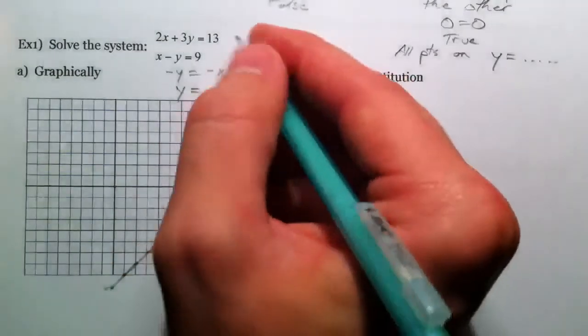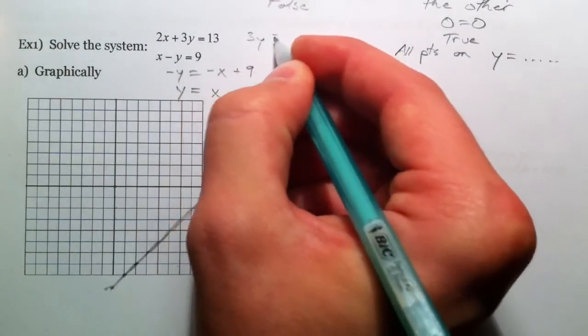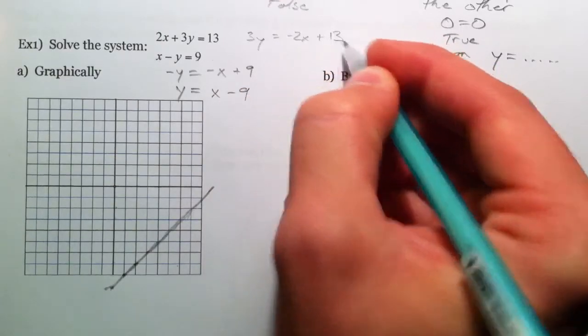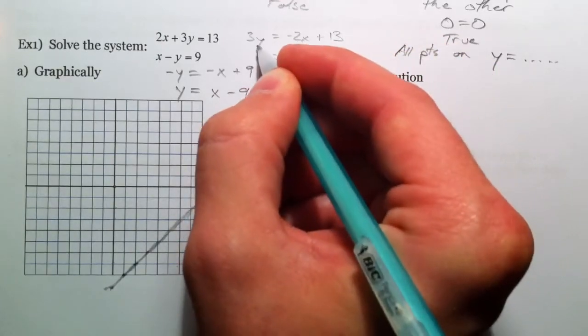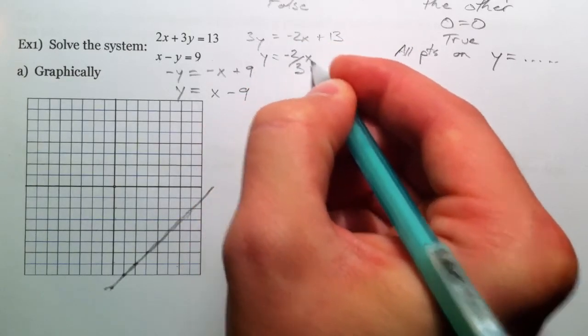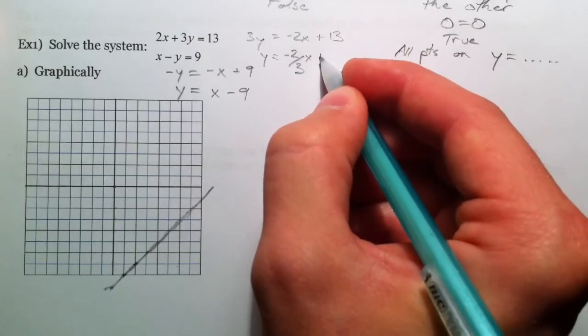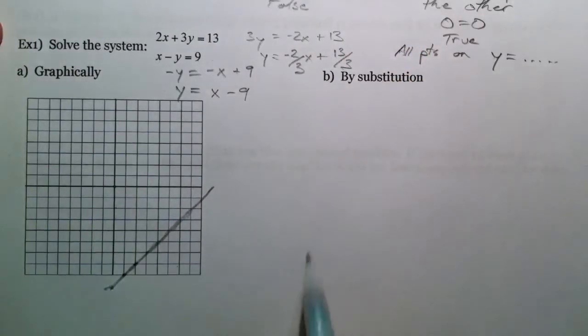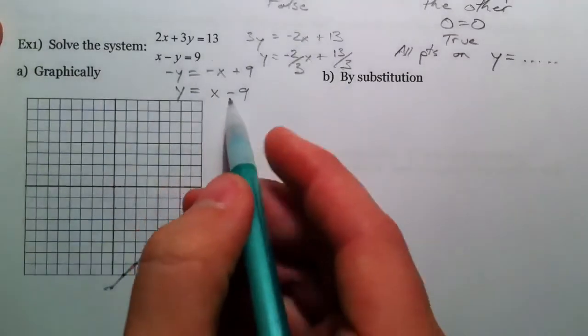And then 2x plus 3y equals 13. So 3y equals negative 2x plus 13. Divide by 3. Negative 2/3 x plus 13/3. Now, I didn't explain how I graphed this other one, so let's go back.